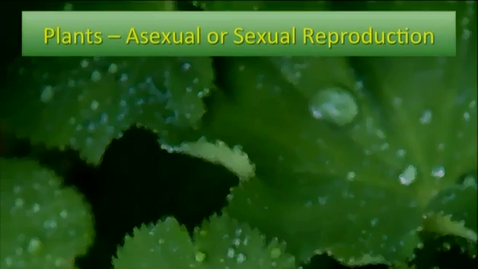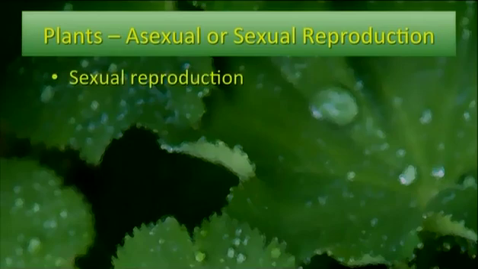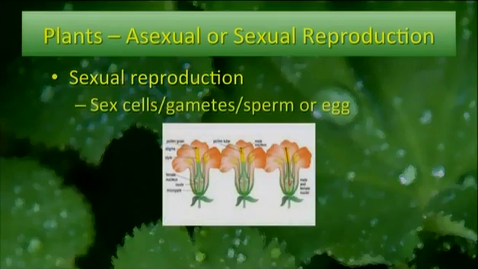Now plants, asexual or sexual reproduction. Plants can do both asexual and sexual reproduction. Remember we talked about asexual reproduction, which is when a plant reproduces from root or stem or leaf. Now sexual reproduction has to do with sex cells or gametes, sperm and egg, and with a flower in flowering plants.